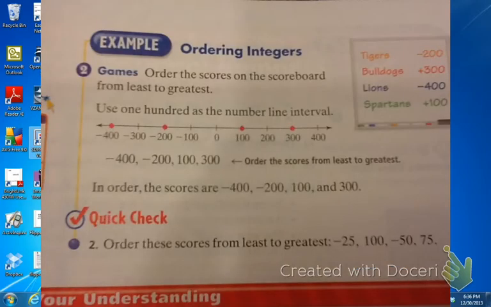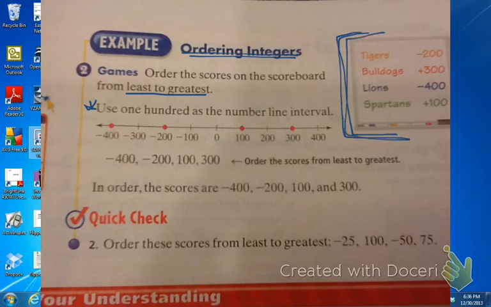Alright, the top of page 211 has you ordering integers. This is something that you'll have to do, so let's look at this. This says order the scores on the scoreboard over here from least to greatest, and they have you use 100 as the number line intervals here. So they make this number line and it's jumping by 100, and they go ahead and they plot these numbers for you, which will help. And they want the scores ordered from least to greatest.